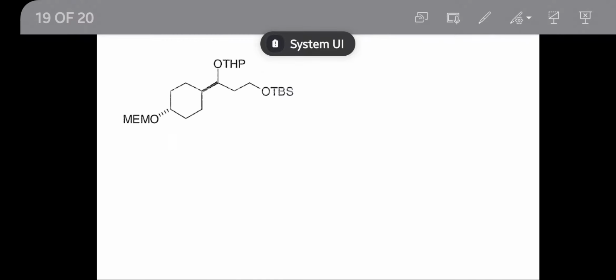Okay, this is the last question. Here this compound is given. There are three protecting groups, and the question is that you have to provide the three different deprotection conditions by which all these three groups can be deprotected. Now TBS, what is TBS? Tertiary butyl dimethyl silyl group. For silicon deprotection, you use TBAF as the deprotecting agent.